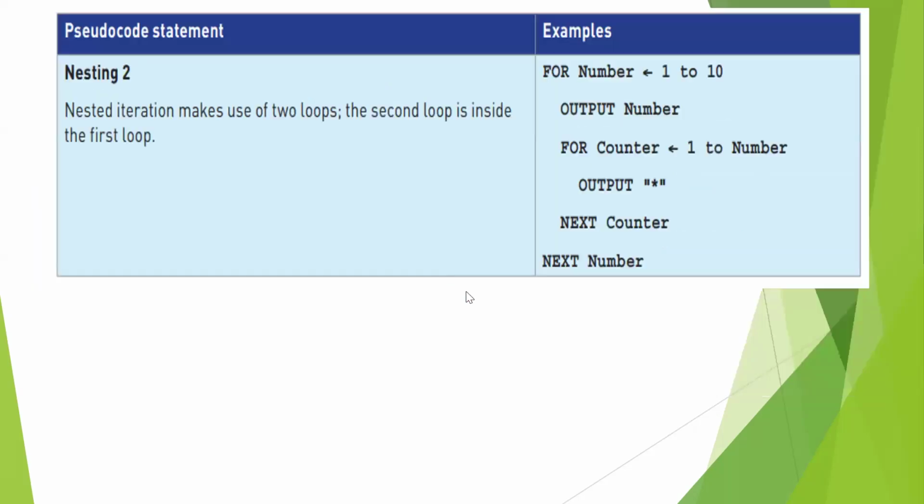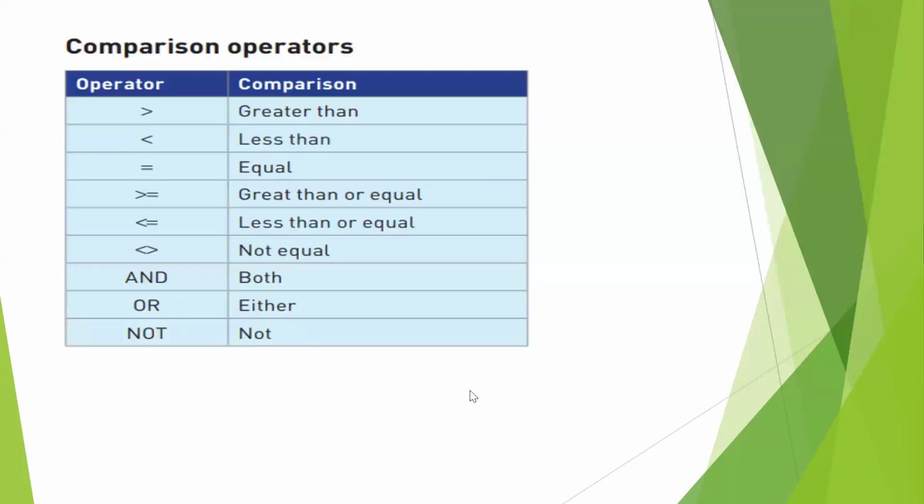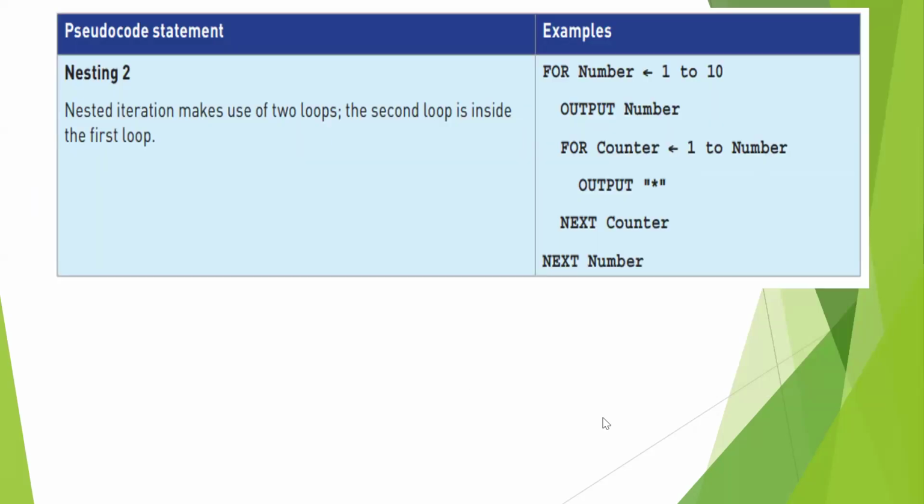Nesting 2. This is the nested loop. You have not done nested loop, I think so. But I will discuss in next class. For number 1 to 10, this is the outer loop. It will output number. For counter 1 to number, it will run 1 to 10 times. Output static. Here it will output number and next counter and next number. This is incrementation of outer loop. Nested loop means loop within the loop.